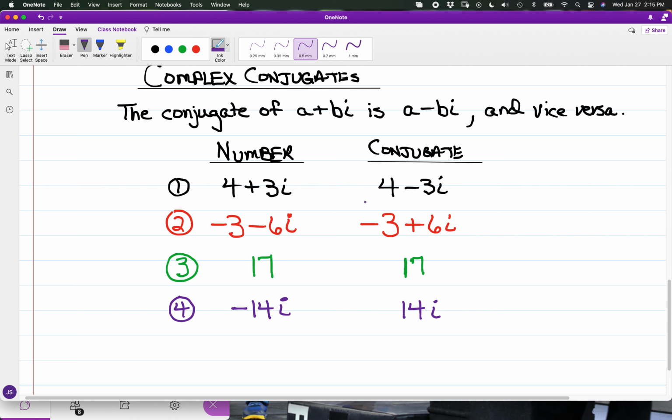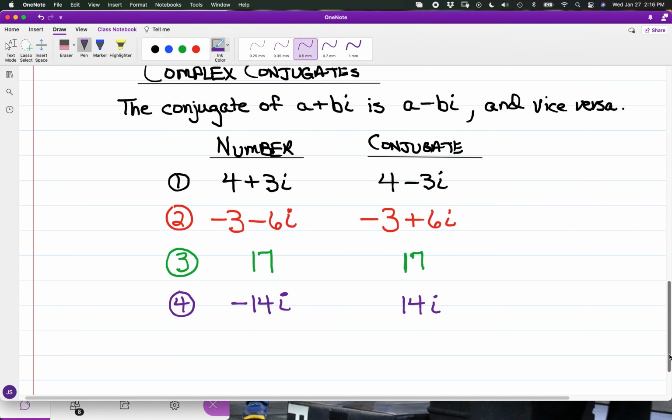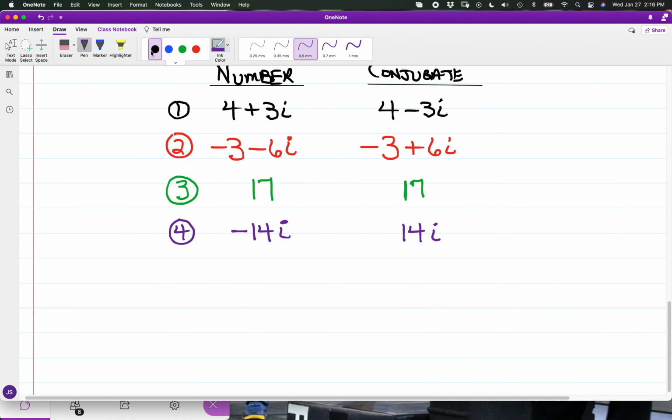So throughout, a number and its conjugate will consist of the same a values, but with the i terms, we're going to have, again, an additive inverse relation, where one is positive, the other is negative, and vice versa. Now, in the case of conjugates, the product of two conjugates is going to be a real number.